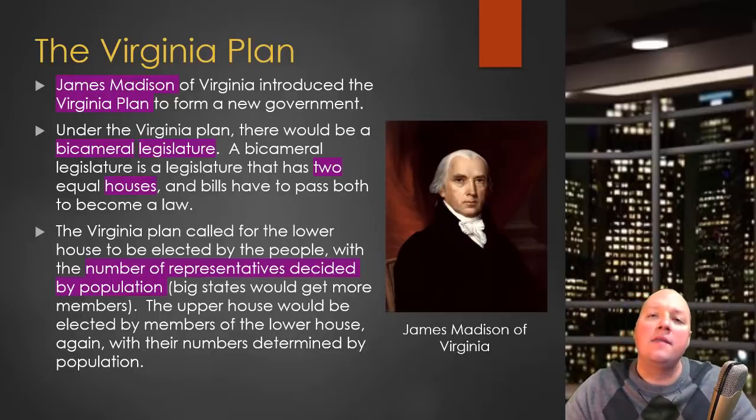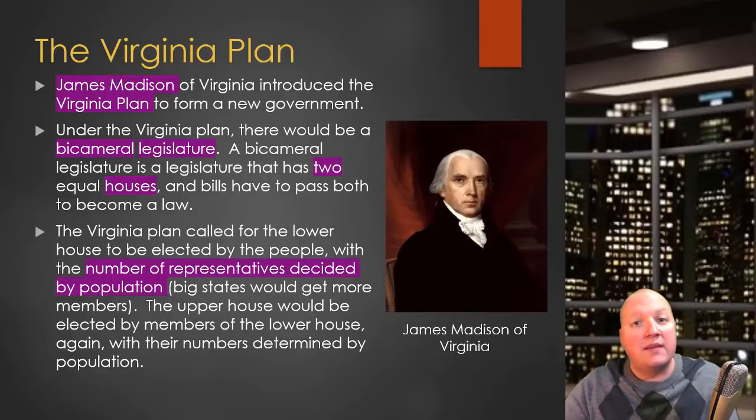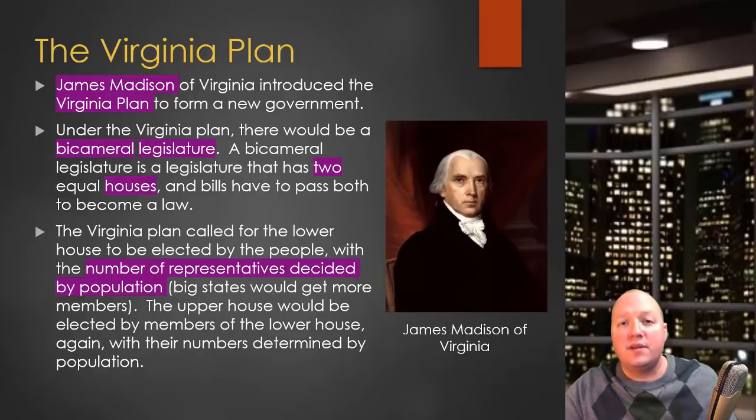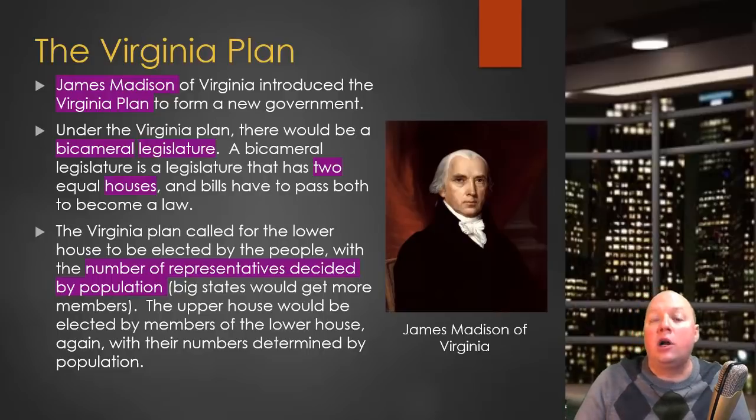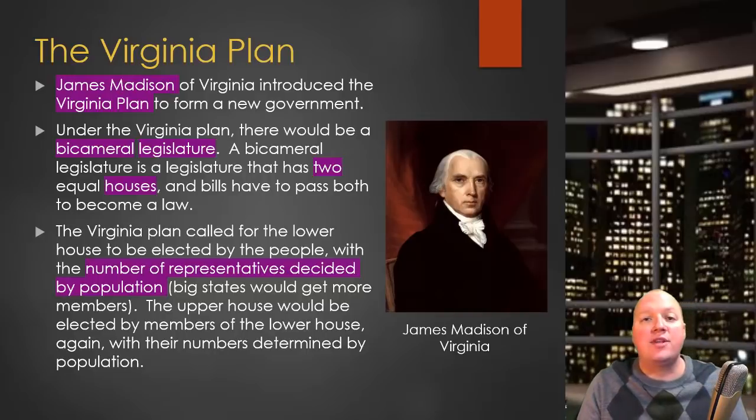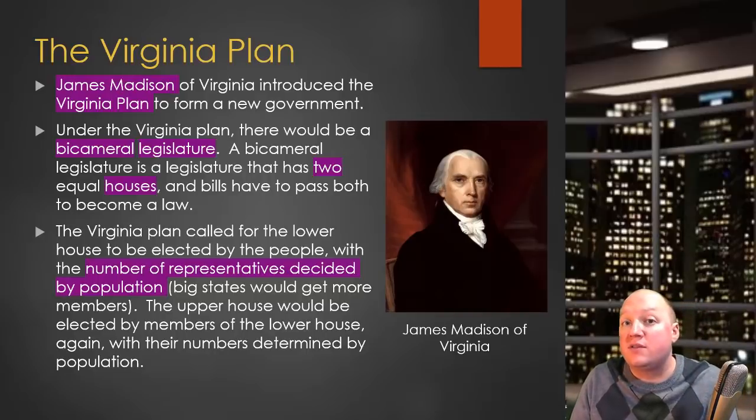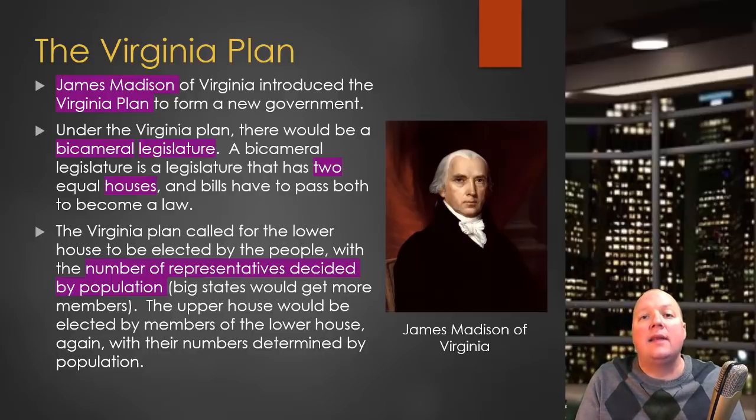But here's the difference. The Virginia Plan called for the number of representatives in the House and the number of senators in the Senate to be decided by the population of each state. So if your state had a lot of people, you would get a lot of representatives. And if your state had a lot of people, you would get a lot of senators on both sides. So the House of Representatives and the Senate would be your bicameral, two houses of Congress.